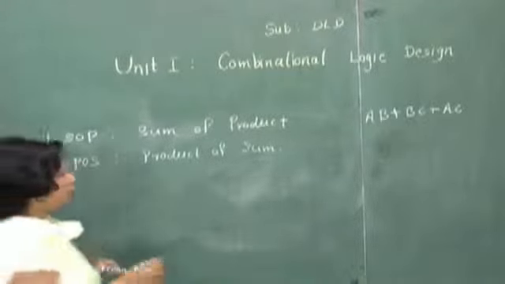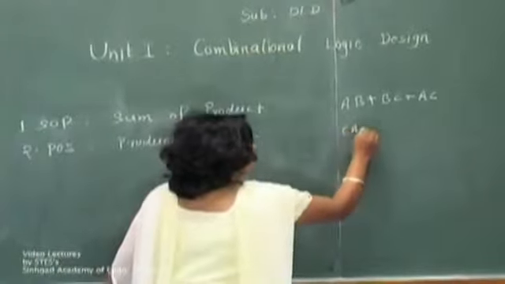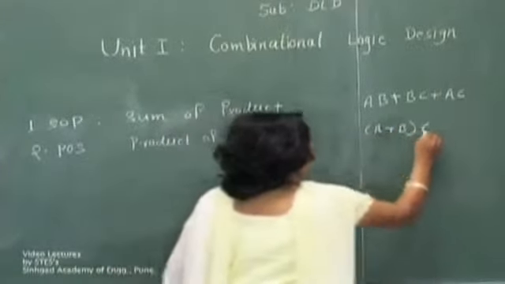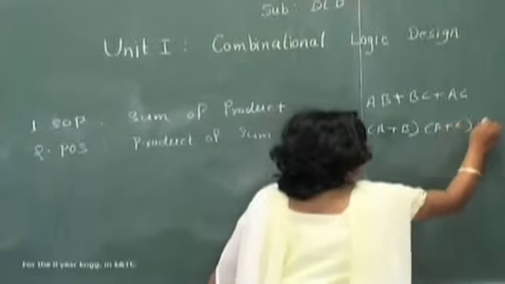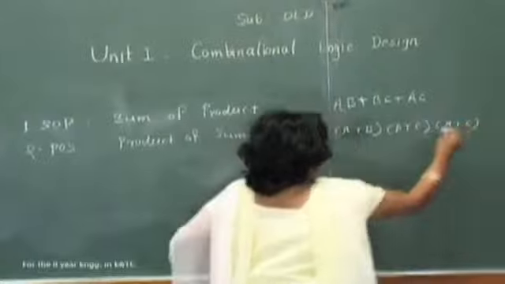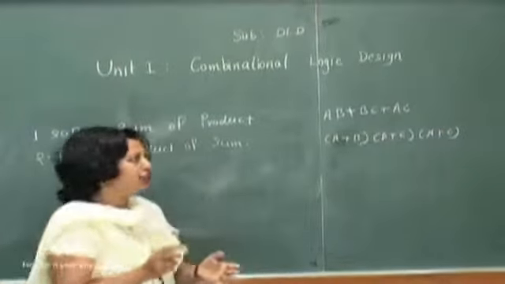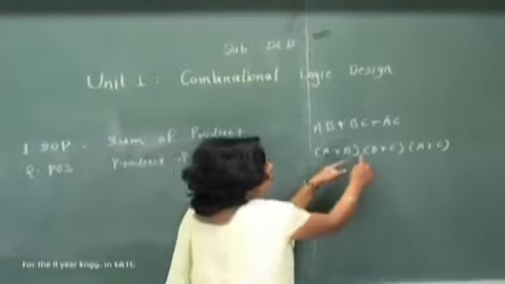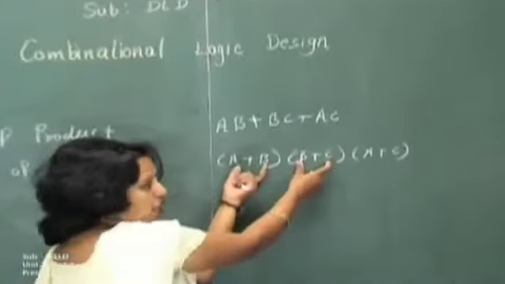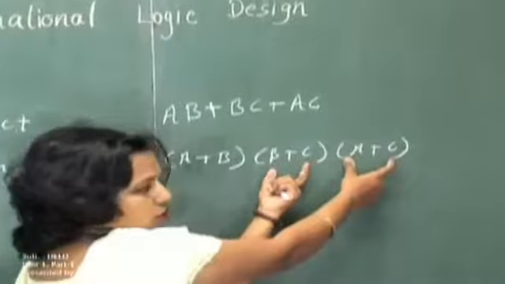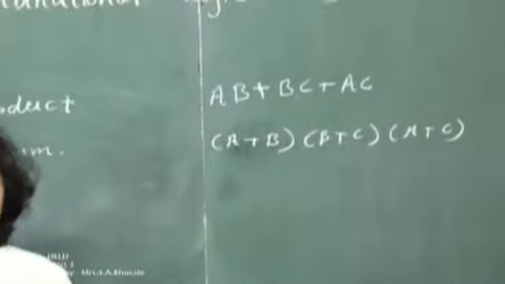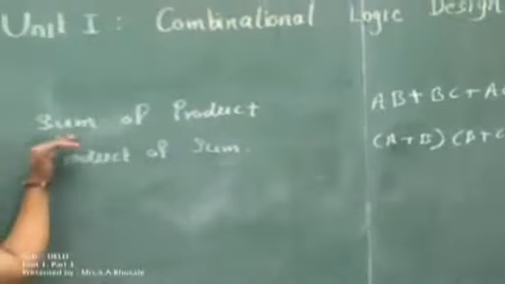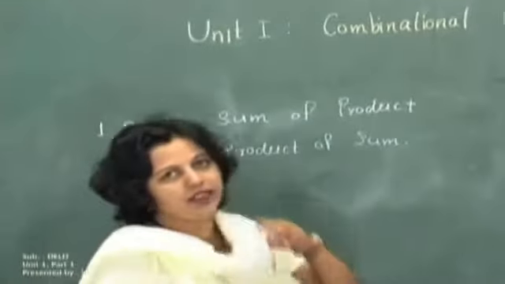Now let us go to the POS form. Take any example: A plus B, B plus C, A plus C. Here these terms are the product of sums. That means this is a product of these sums, and similarly this is a product of these sums. So this is how the basic terms, sum of product and product of sum, are defined.